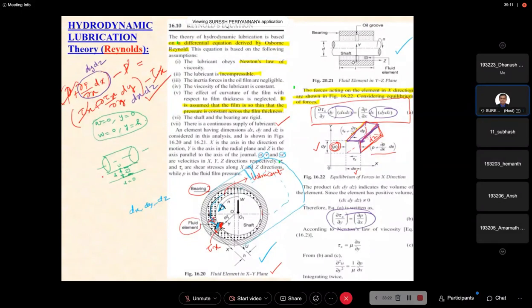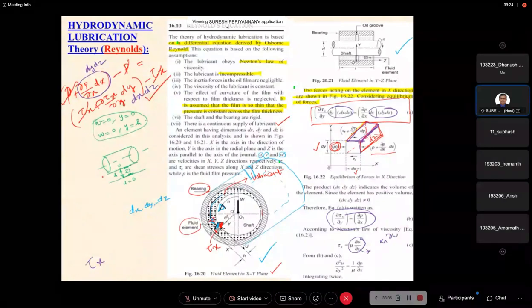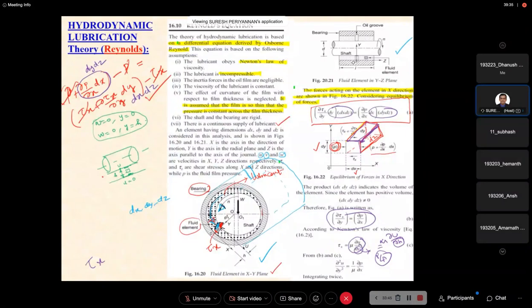We already discussed what tau x is. In the last class we discussed that tau x is equal to mu into dou u by dou h. Now on the left hand side, P by A is our shear stress. The dh is nothing but our y, so instead of dh I am putting dy. Now substitute this, and we get this equation: dou squared u by dou y squared is equal to 1 by mu into dou p by dou x. Now this is the equation.